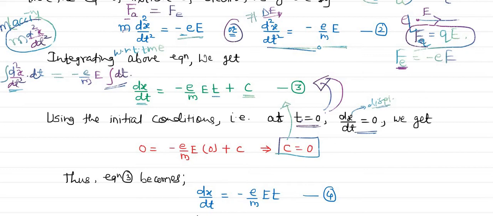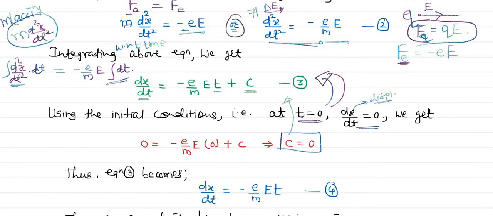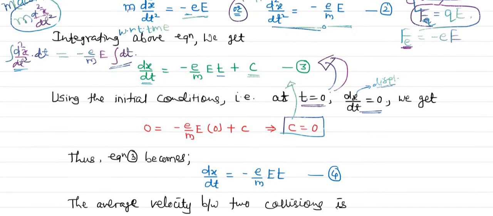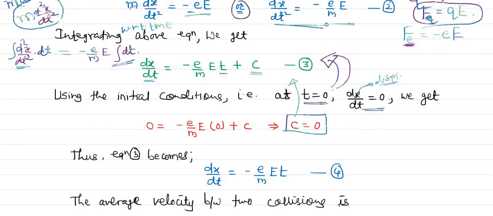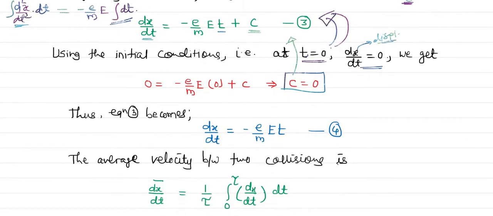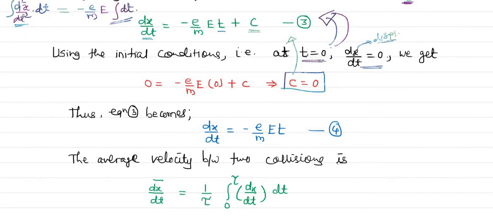I hope you got this up to here. Now next, what we have to do is find the average velocity between two collisions. If we want to find the average velocity between two collisions, then we should take the integration of this velocity within the limit 0 to tau, because the time we have taken is tau. And obviously when we are talking about the average, we should divide that by tau. This is how we can take the average velocity.